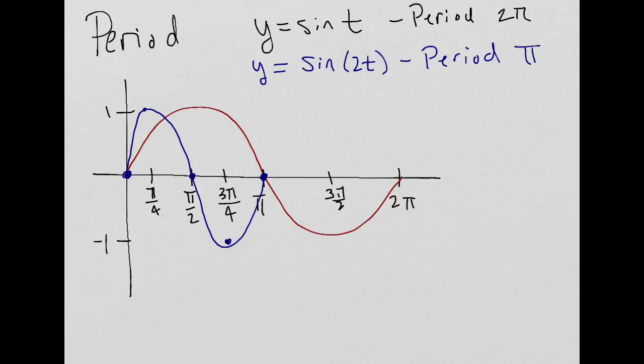Now, in general, sine of k times t has period 2 pi over k. So you see some examples of this in your text. If k is a nice positive number, like 2, it took 2 pi and it shortened it. If k was a fraction, like a half or a third, it would lengthen the period out.